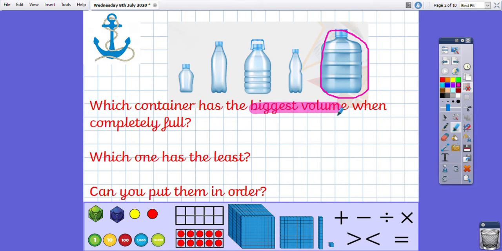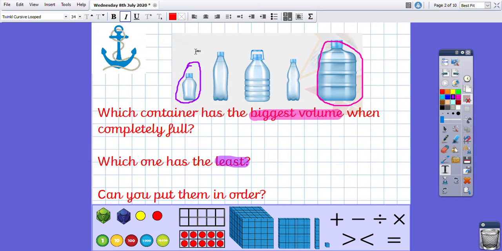Okay, that one. Which one has the least? So if that has the biggest volume, which has the least volume? The least. It's got to be the smallest, hasn't it? Can you put them in order? So I want you to pause the video, have a look and see if you can put them in order for me, okay? Biggest to smallest or smallest to biggest, I don't mind.